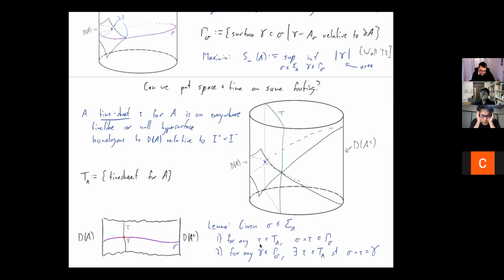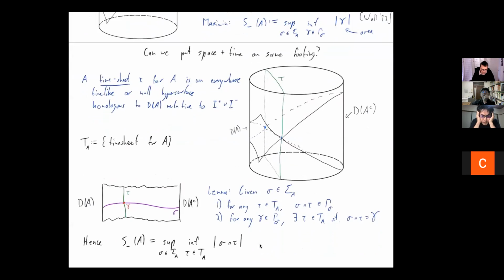Now, given this lemma, we can forget about surfaces and just talk about timesheets. So we can rewrite maximin. This is the same formula, and the maximization step is the same, but in the minimization step, I've thrown away the surfaces and replaced them with timesheets. The area that I look at is the area of their intersection, so sigma intersect tau is gamma. The idea with rewriting it this way is that now I can think about switching the order of the minimization and the maximization. Before, I couldn't even talk about switching the order, because the set of things over which I'm minimizing depends on the choice of slice. But now the set over which I'm minimizing doesn't depend on the choice of slice. That gives us a little more freedom.